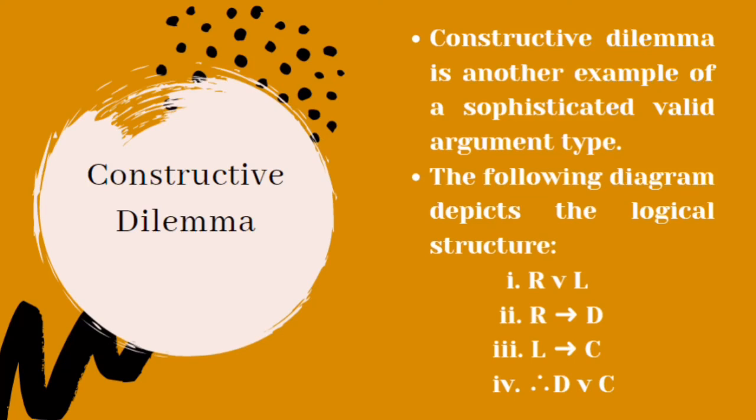Constructive dilemma. Constructive dilemma is another example of a sophisticated valid argument type. The following diagram depicts the logical structure. Premise 1, either R or L. Premise 2, if R, then D. Premise 3, if L, then C. Conclusion, therefore, either D or C.